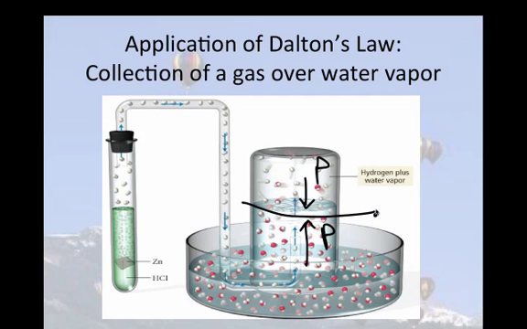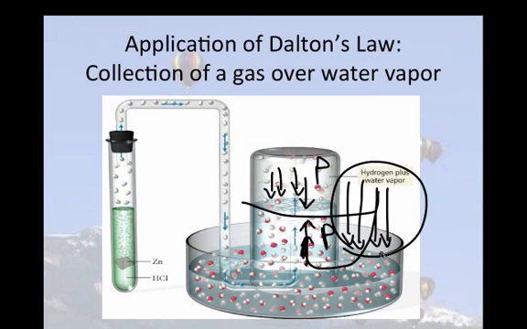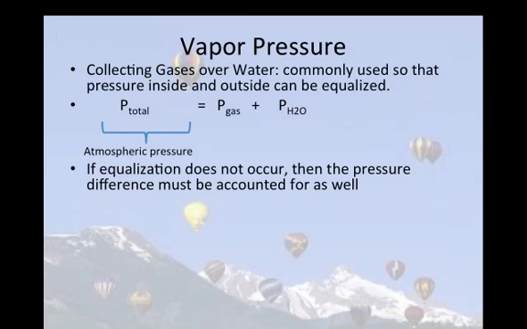In other words, what's pushing the water up in here is the air pushing down on the water in this tub, right? So if we have air pushing down on the water inside the beaker that's equal to the air pushing on the water outside the beaker, then that's when we know atmospheric pressure is equal to the pressure of the gases inside, the water plus the pressure of whatever gas you're interested in collecting. If the equalization does not occur, then the pressure difference has to be accounted for.